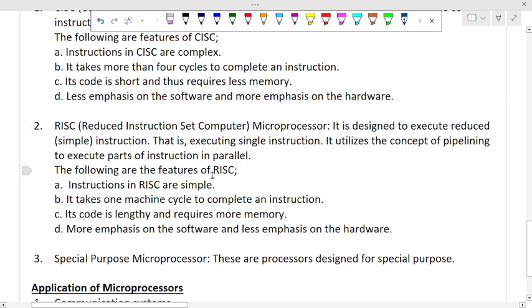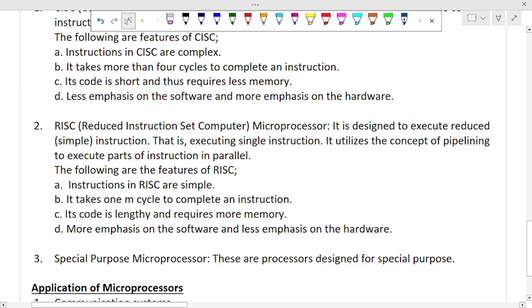So the following are features of RISC. The way we arrange it here is just the opposite, so that it is easy for us to bear in mind. You see, for CISC, instructions are complex. For RISC, instructions are simple. Good. CISC takes more than 4 cycles. RISC takes 1 machine cycle.